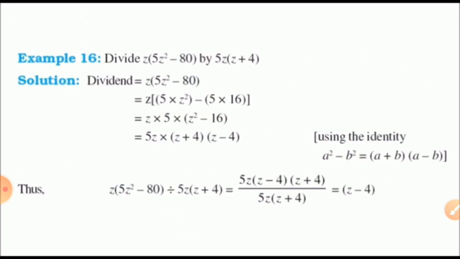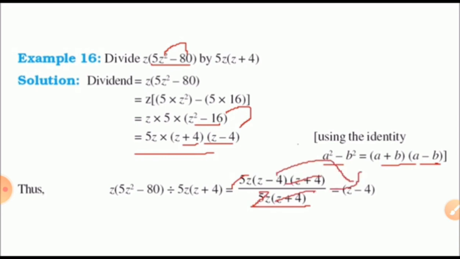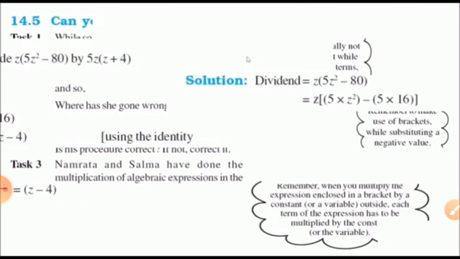Divide 5z square minus 80 by 5z, z plus 4. 5 into 16 is 80. Correct? Using the identity a square minus b square equals a plus b, a minus b. Divide it: z plus 4, z plus 4, 5z, 5z. You have the answer z minus 4.